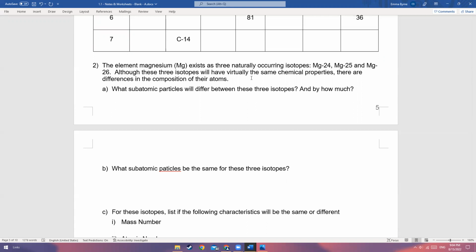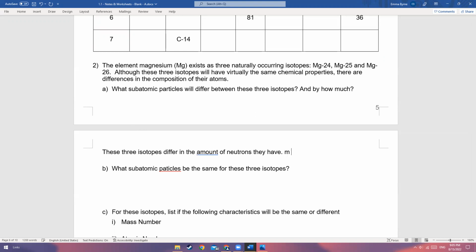So remember, whenever we're talking about isotopes, we're talking about a deviation in the mass. And when we talk about mass, your first instinct should be neutrons. So we can say these 3 isotopes differ in the amount of neutrons they have. And they want to know by how much.